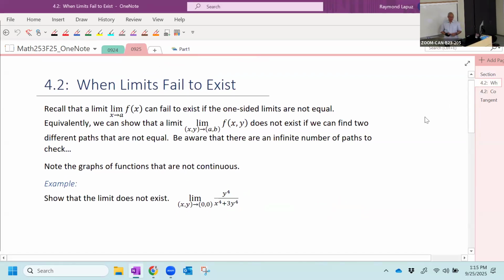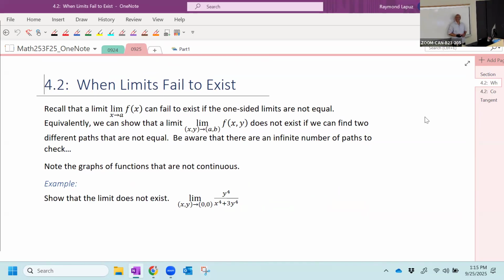When limits fail to exist. The word fail is kind of a scary thing to see right after the midterm, right? Sorry. When limits don't exist.